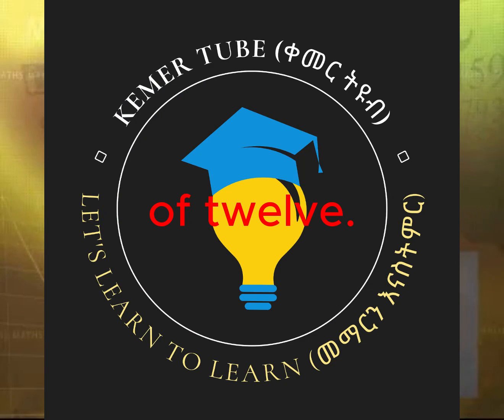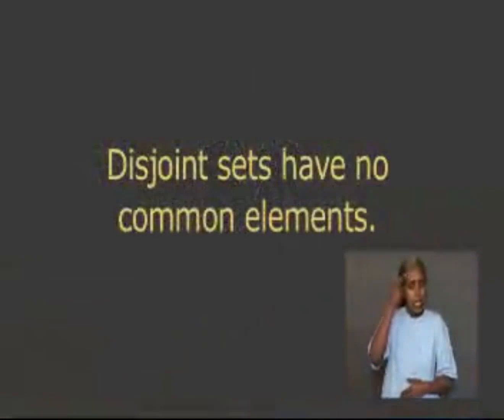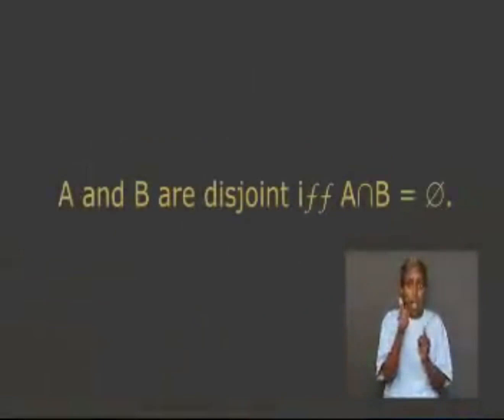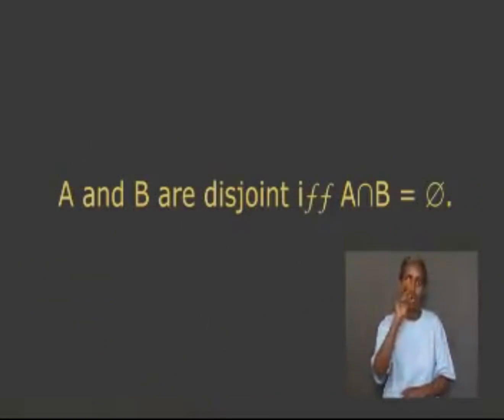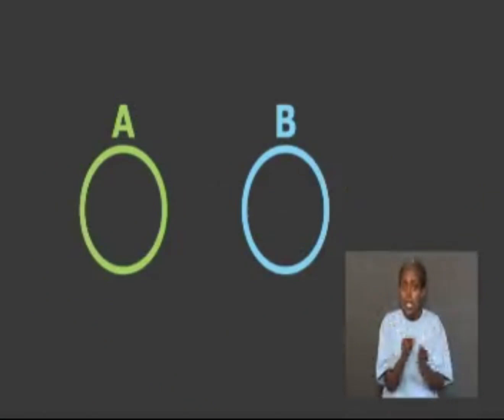If two or more sets have no common elements, they are considered to be disjoint. A and B are disjoint if and only if A intersection B is an empty set. Using a Venn diagram, we can see that there is no intersection of set A and set B.